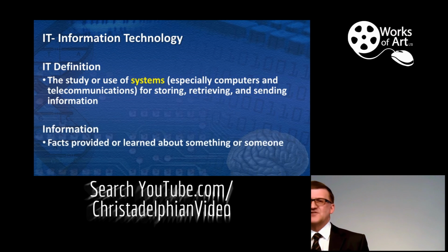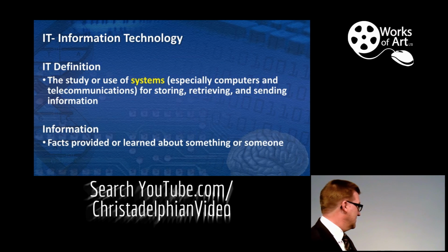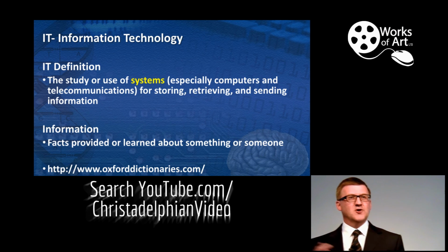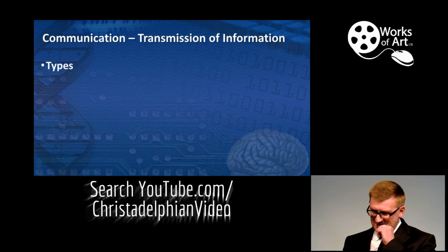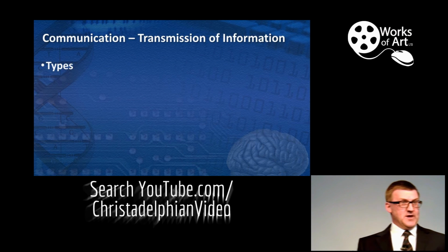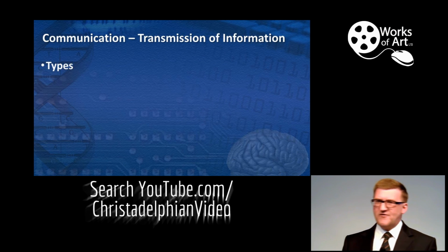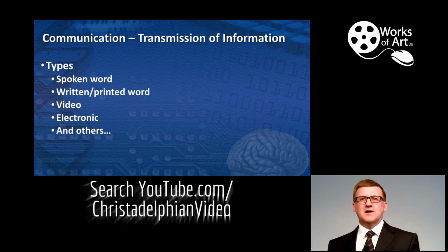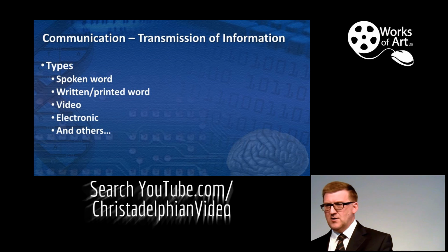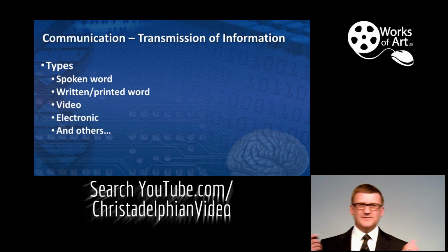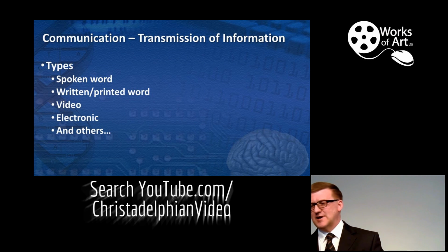And what is information? Well, it's facts, provided or learned about something or somebody. The bottom line says it's from the Oxford English Dictionary as a definition, so we'll see how we go. The information needs to be communicated, doesn't it? How are we going to get the information from the sender to the receiver? Well, there's various types. We can do what we're doing now, the spoken word. The written word, we've got the printed page before us, haven't we? We've got video and we've got electronic behind us after a fashion. All means of communication, aren't there?